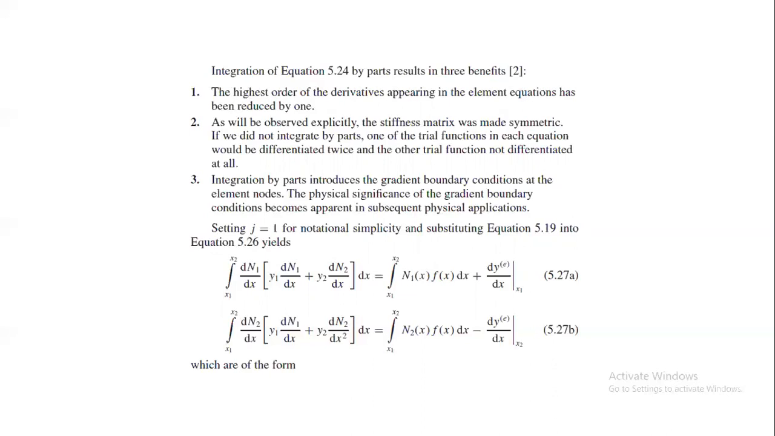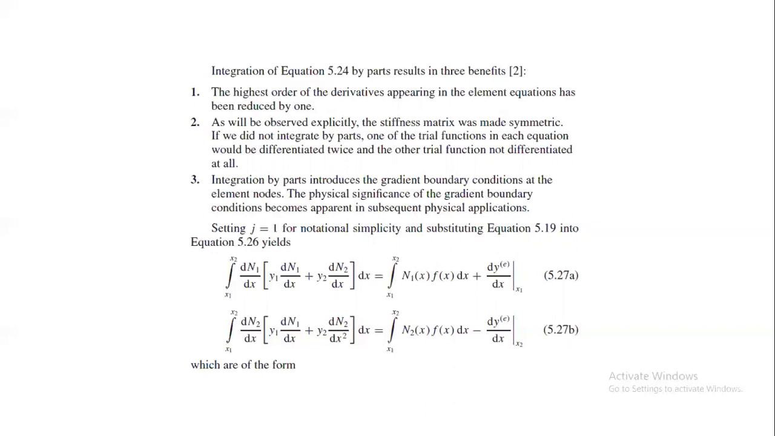As will be observed explicitly, the stiffness matrix was made symmetric; if we did not integrate by parts, one of the trial functions in each equation would be differentiated twice and the other trial function not differentiated at all. Next, integration by parts introduces the gradient boundary conditions at the element nodes. The physical significance of the gradient boundary conditions becomes apparent in the subsequent physical applications.